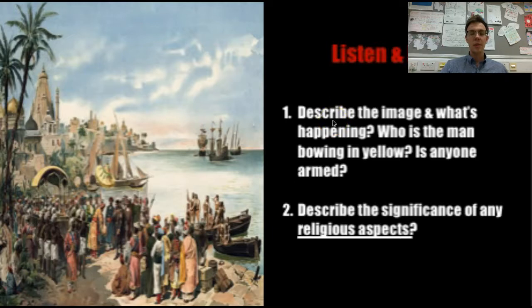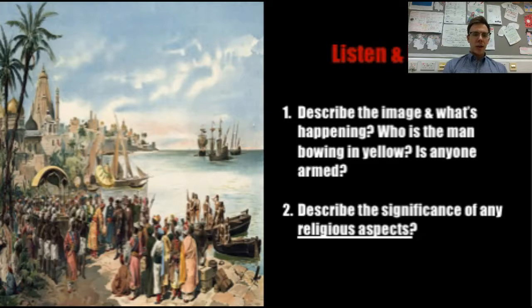Okay, so looking at this image, describe it. What's happening? Who's the man bowing? Is anyone armed in the image? And then let's look at the religious significance of this context here. So it looks like Vasco da Gama is coming to shore somewhere, and in this case it's actually Calcutta, India. So he's finally made it to the location that he's been desiring to reach for many years, right?